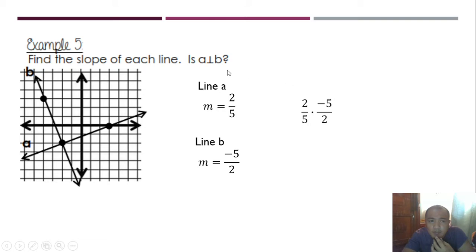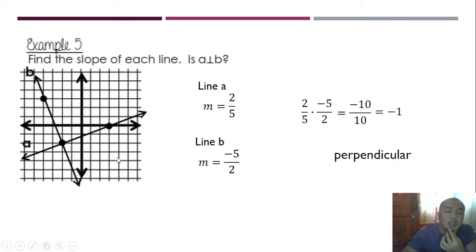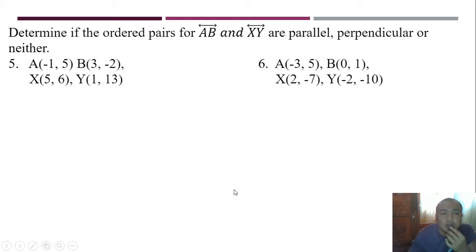Now to determine if they are perpendicular, let us multiply their slopes. 2/5 times negative 5/2. Is it equal to negative 1? Correct. So if the product of their slopes is negative 1, therefore they are perpendicular. So line A is perpendicular to line B.